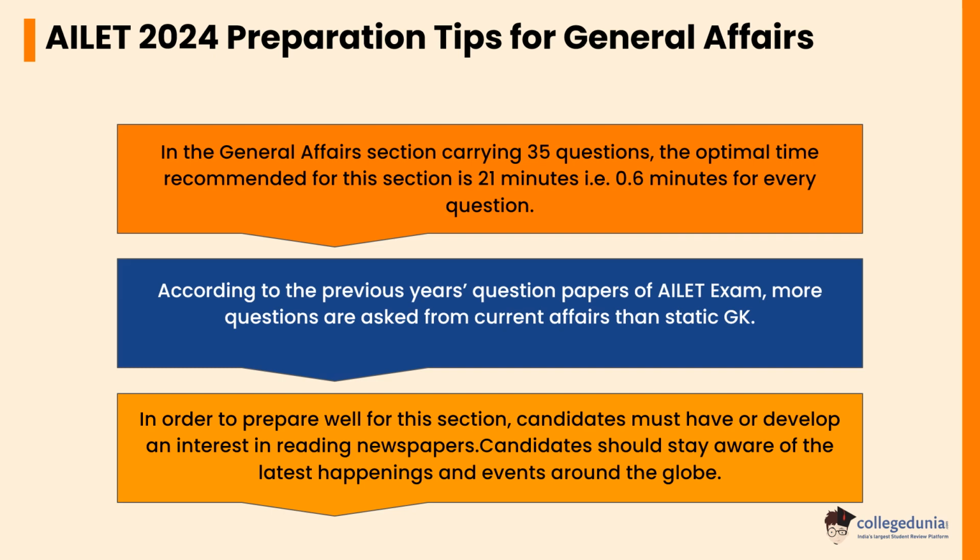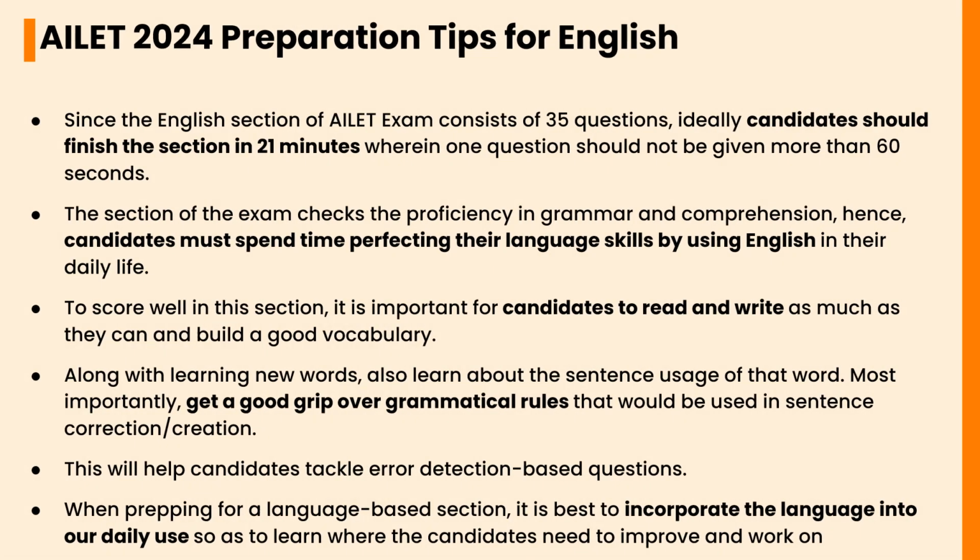Let's check the AILET 2024 preparation tips for English. Since the English section of AILET exam consists of 35 questions, ideally candidates should finish the section in 21 minutes, wherein one question should not be given more than 60 seconds. The section checks proficiency in grammar and comprehension. Hence, candidates must spend time perfecting their language skills by using English in their daily life.